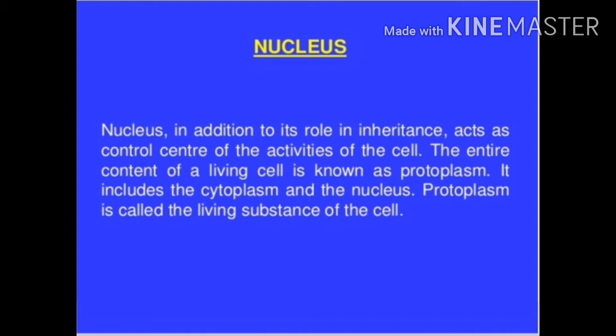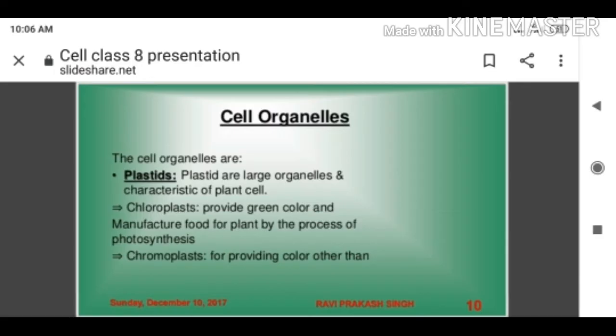The entire content of a living cell is known as protoplasm. Protoplasm includes the cytoplasm and the nucleus. Protoplasm is also called the living substance of the cell. The nucleus is one cell organelle.